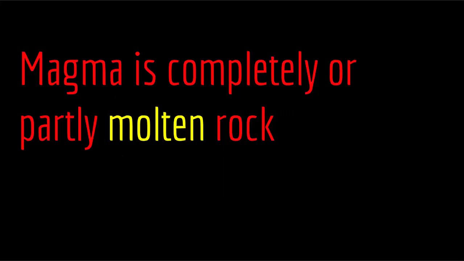Well, magma is a completely or partially molten rock. If you have rock underneath or in the subsurface, and by any condition, either by heat, pressure, or sometimes any other factor, you get a molten rock or you melt this rock, it becomes a magma. Therefore, magma is completely or partially molten rock.